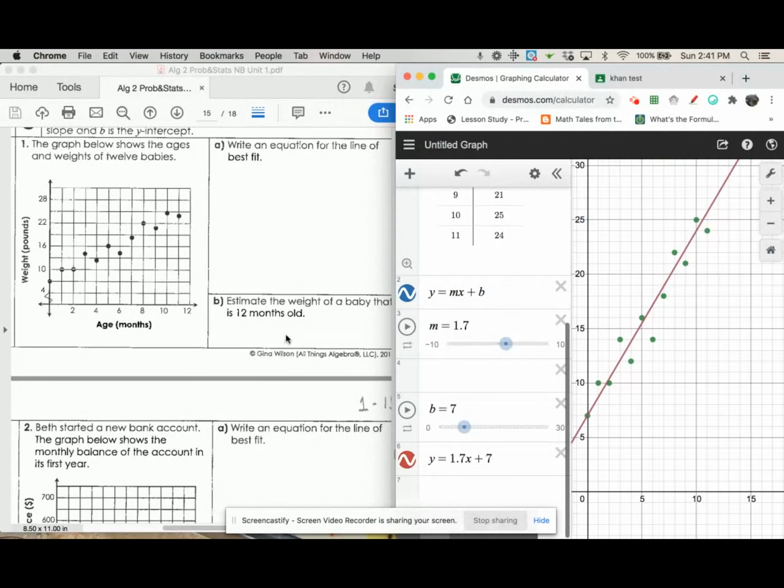Part B, estimate the weight of a baby that is 12 months old. So if I look at my line, they want me to estimate for the baby that's 12 months old. If I look at my line of best fit, where's 12? Well, right here is going to be 12. And where does that fall on the line? 12 is right there. So what is that point?